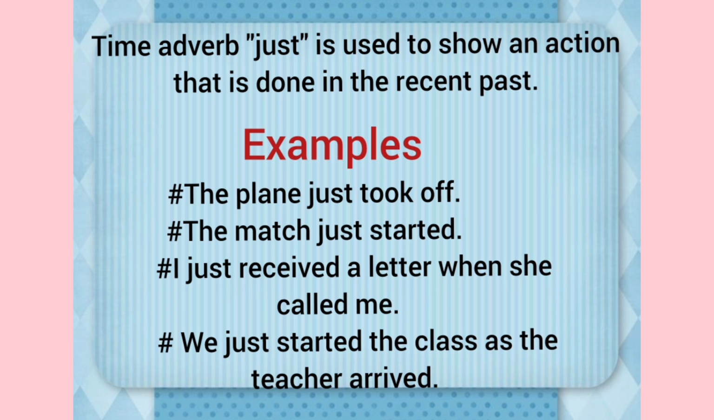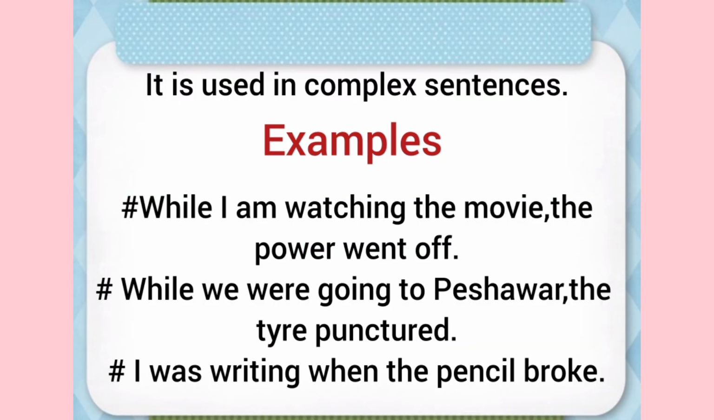Although recent past activity is present perfect tense, the action is already done, so we can consider it past indefinite tense too. It is also used in complex sentences. For example, while I was watching the movie, power went off. While we were going to Peshawar, the tire punctured. I was writing when the pencil broke. In all these examples, the sentences are complex sentences.